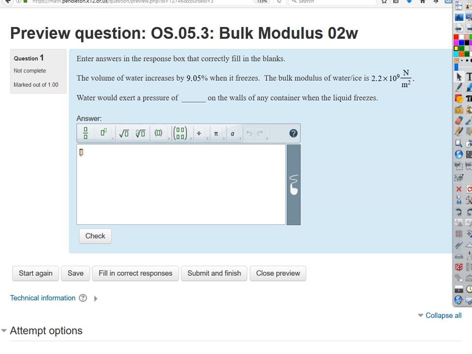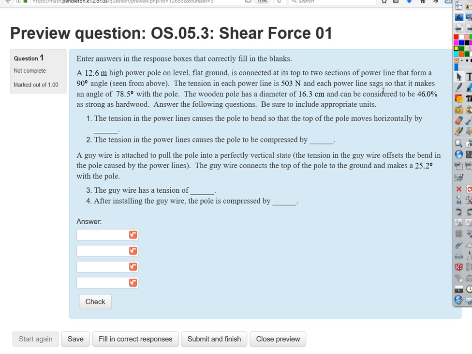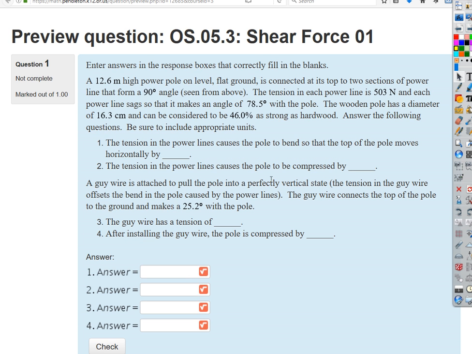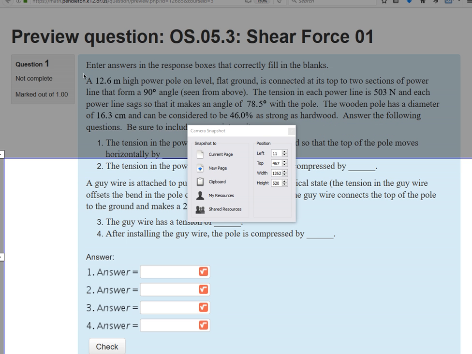So that was a shear force one. That guy. Ooh, man, look at all that text. Don't you hate when you see problems like that where it's just all that writing? Don't you get tired of writing? No. Never get tired of physics.